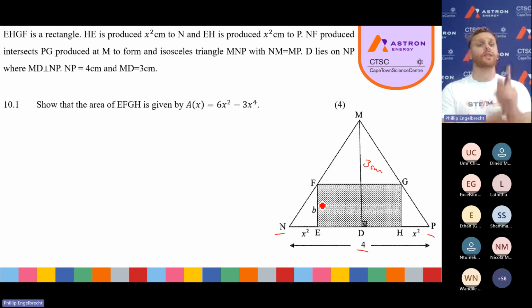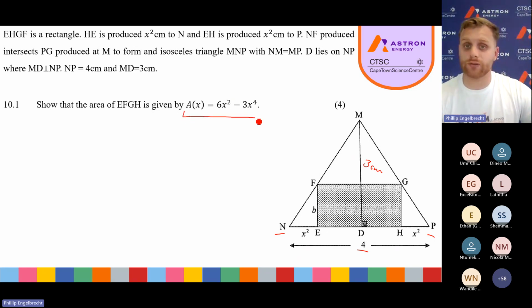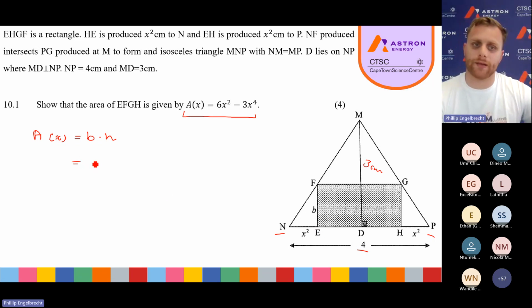So now we need to show that the area of this rectangle is equal to this. So again, what is area equal to, guys? Area, okay, is base times height, right? It's length times breadth, or base times height, all right? So what's the base? The base is simply EH, right? What's the height? It's B, okay? B. Now, what is EH equal to?